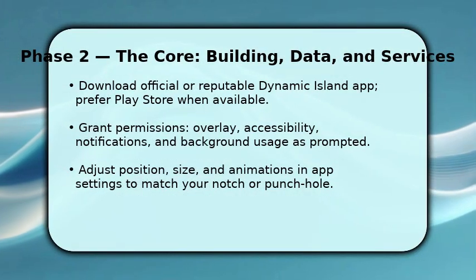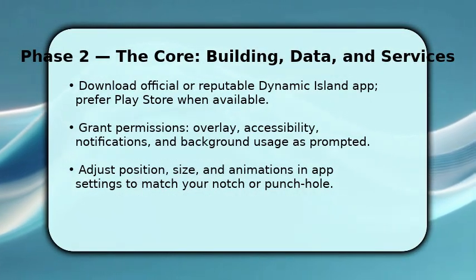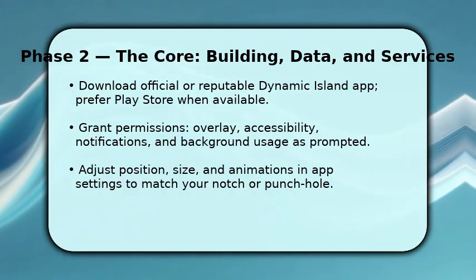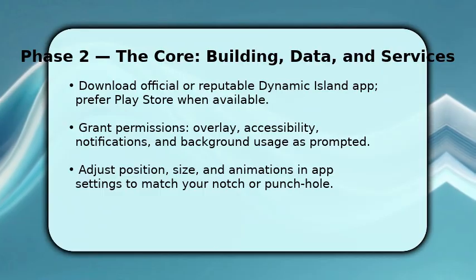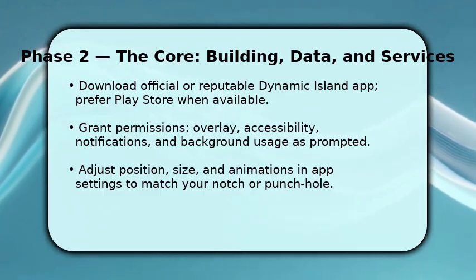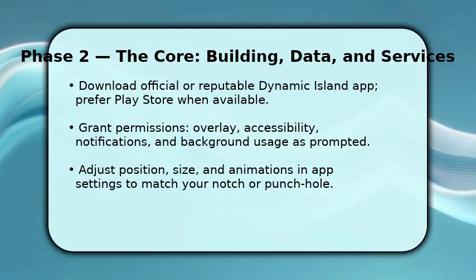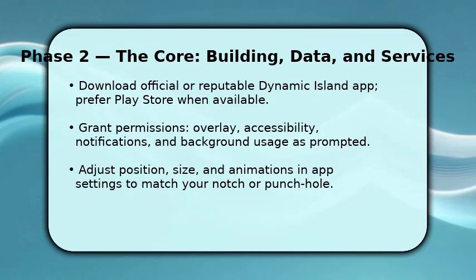Next, you install and configure the core app that creates the dynamic island effect. Choose Play Store apps when possible. Third-party APKs are viable if verified. After installation, grant overlay, accessibility, notification access, and background permissions so the app can display and show live activity.